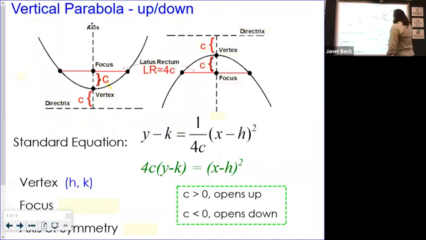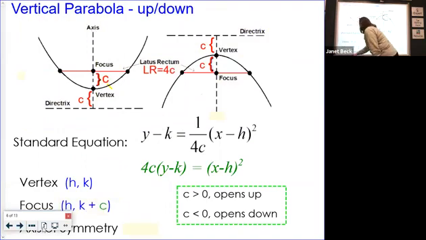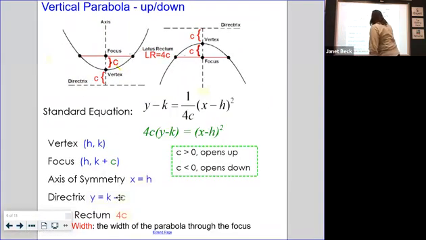And you can take a screenshot of this. Let's do it so you can see the whole screen. Okay, so you could take a screenshot of that, and that's the notes for a vertical parabola. And you could write them out if you want to.